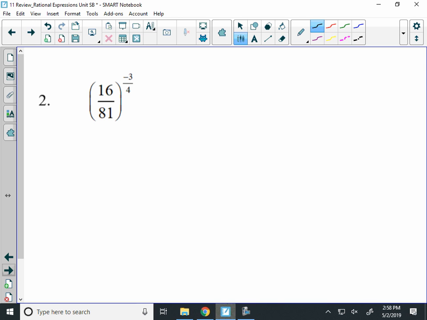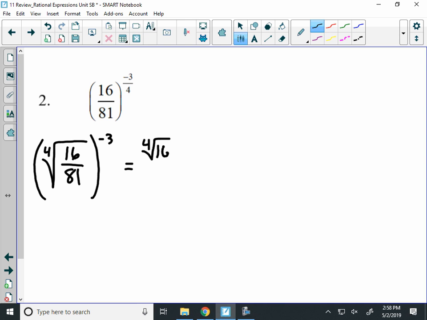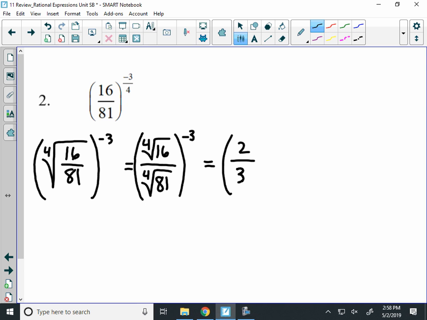Okay, the next one, same kind of thing, only we have a fraction. I'm going to turn this into the 4th root. All right, so I'll write it out the long way. This is the 4th root of 16 over 81, all raised to the -3rd. Now, we learned earlier this year that a square root can break up over the fraction. Well, the 4th root can as well. So you have the 4th root of 16 over the 4th root of 81, and you're going to take that value and raise it to the -3rd. The 4th root of 16 is 2, and the 4th root of 81 is 3.